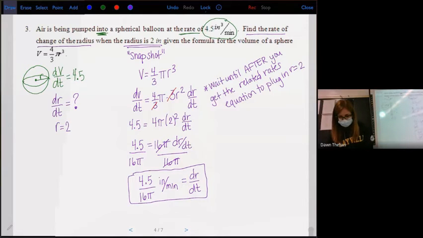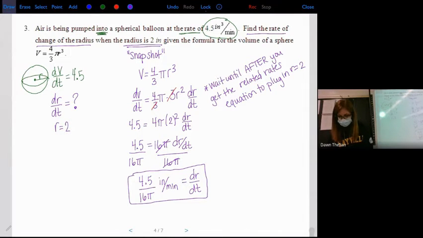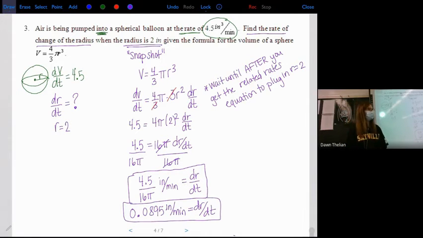So if we were going to do this calculator active, it would be 0.0895 inches per minute. Questions?